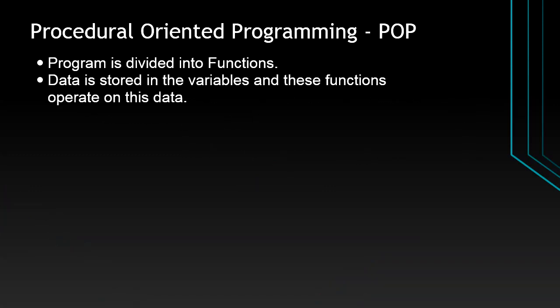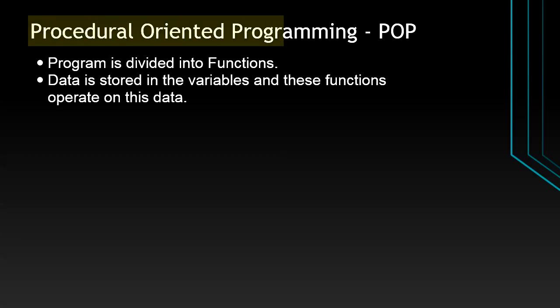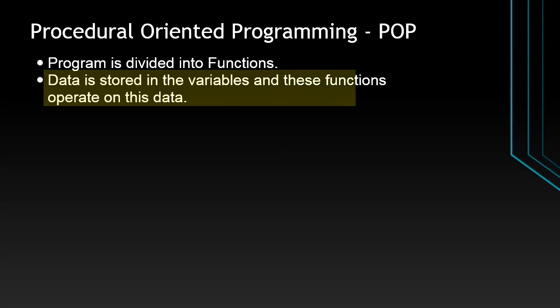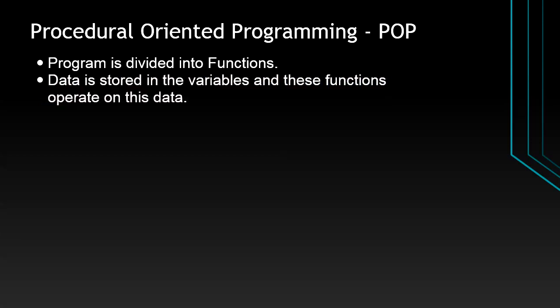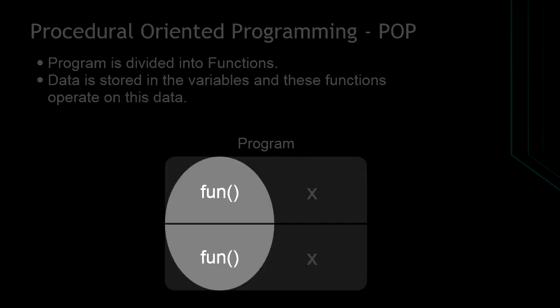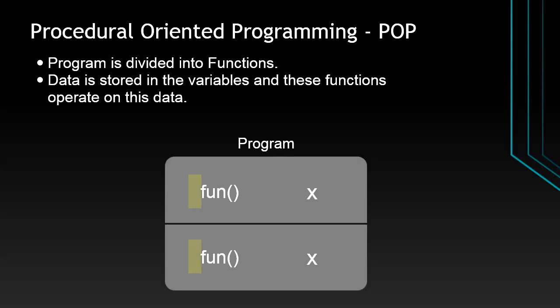Before learning object-oriented programming concepts, let's discuss procedural-oriented programming. In procedural-oriented programming, or POP, the program is divided into various functions and the data is stored in a bunch of variables, and these functions operate on this data. This is a pictorial representation of a program in POP. As you can see, there are two functions in this program and these functions operate on this data.